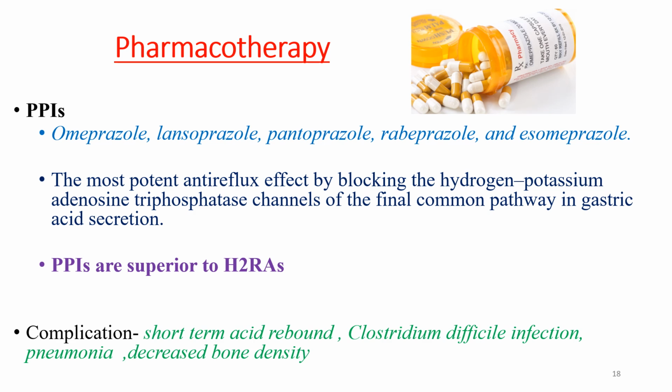When we came to pharmacotherapy, proton pump inhibitors have the most potent anti-reflux effect by blocking the hydrogen potassium ATPase channels of the final common pathway in gastric acid secretion. Those proton pump inhibitors are superior to H2 receptor blockers. Those include omeprazole, lansoprazole, pantoprazole, and esomeprazole.